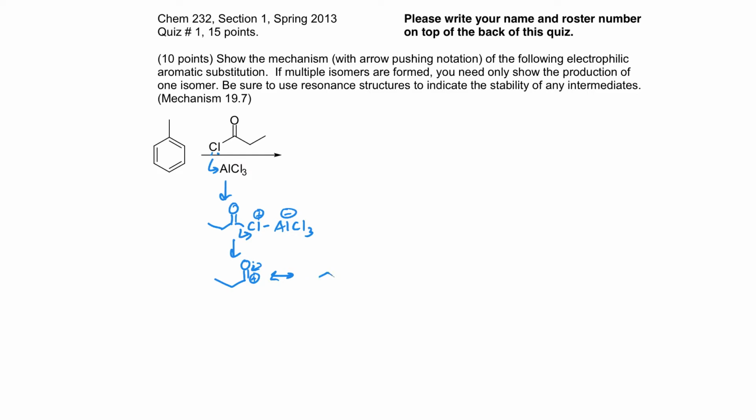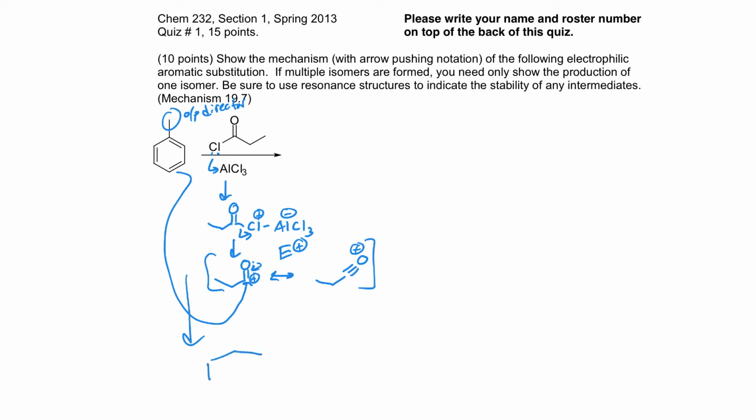I'll try to draw this a little better here. And now this is my electrophile that's going to react with the ring. And I can take my ring. I'm going to substitute on the para position because I have an ortho-para director. And that gets me to that intermediate.